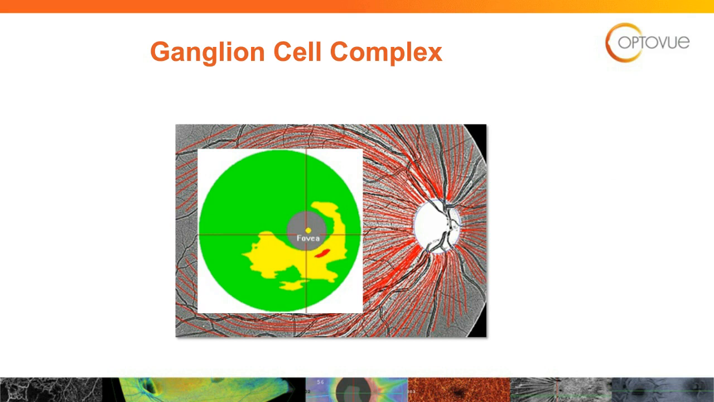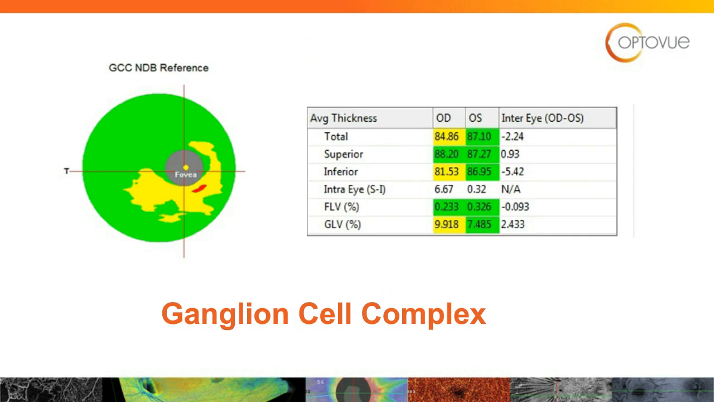Looking at the ganglion cell complex metrics, here's the right eye and the left eye, and all of these are important. We can look at the total thickness, which breaks up into superior thickness and inferior thickness, and compares the two eyes. And then it looks at two different metrics that are very important. One is the FLV, which stands for focal loss volume percentage, and then GLV stands for global loss volume percentage. I'll explain in a little more detail what those are.